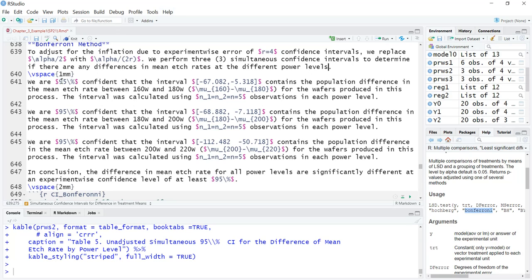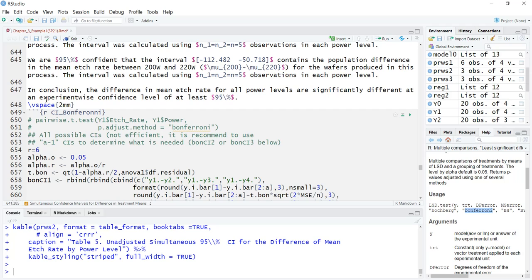And so here's the first one. We are 95% confident that the interval from here to here contains the population difference, that means the true actual value of the mean etch rate, difference in etch rate between 160 and 180 for the power levels for the wafers produced in this process. The interval was calculated using N1 equals N2 equals N equals 5 observations in each power level. So again, you'll have to change this as well. And then we have the others listed. So then we have a conclusion.